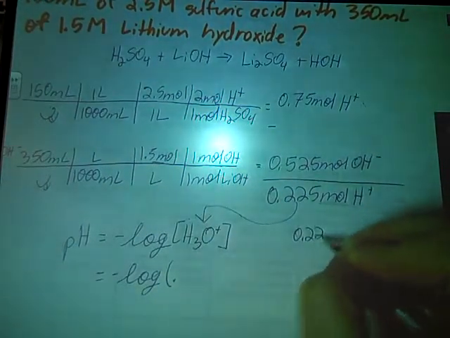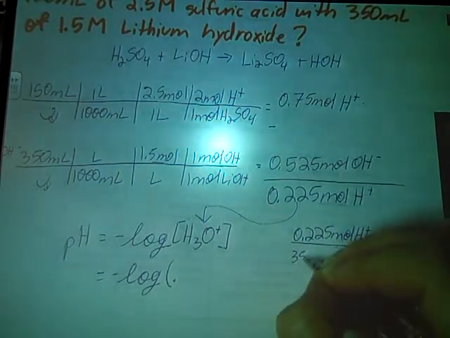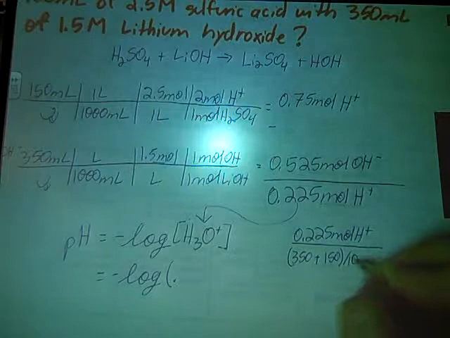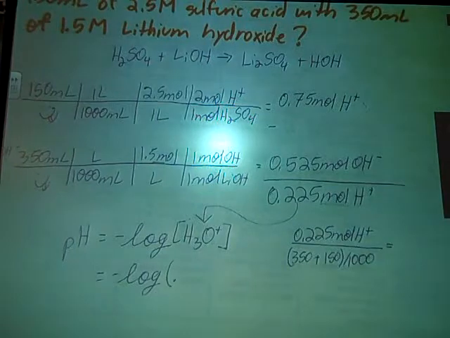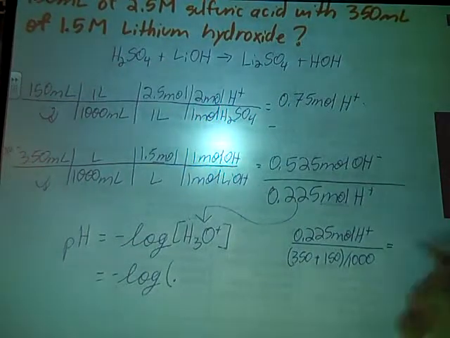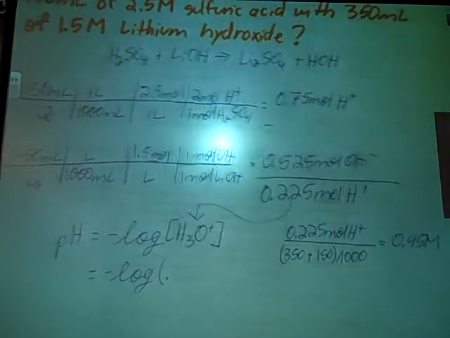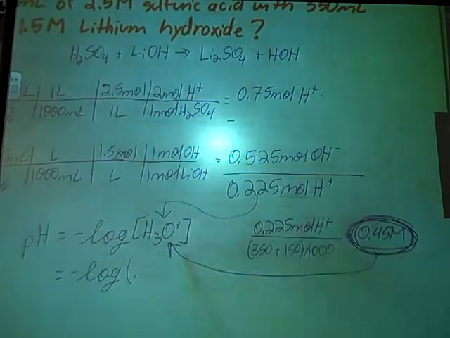So we have 0.225 moles of our H plus floating around in 350 plus 150 milliliters. We want to divide it by liters. So I'm going to do my little cheat here. Let's see, 350 plus 150 divided by 1,000. Just make sure I do my math right. So that's 0.5. So 0.225 divided by 0.5 gives me 0.45 molar H plus. That looks much better. So this is the number that goes in my brackets.